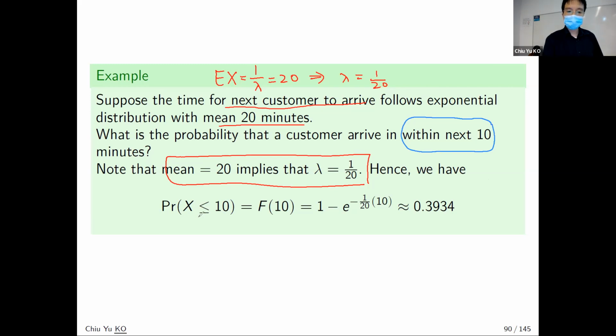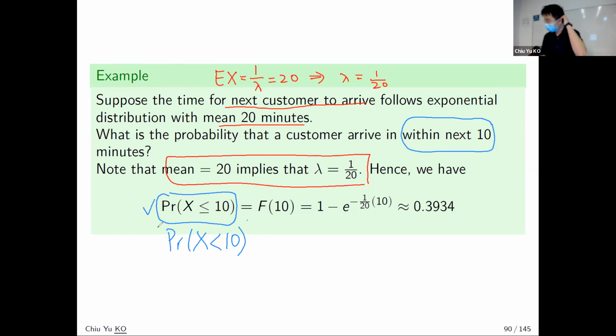So, we're asking the probability that the random variable is less than or equal to 10. Do note that I wasn't very specific about whether it's less than or equal to. Although in English it means this. But it doesn't really matter anyway, because when you have a continuous variable, they're the same thing. So I don't need to be very strict about this particular point.